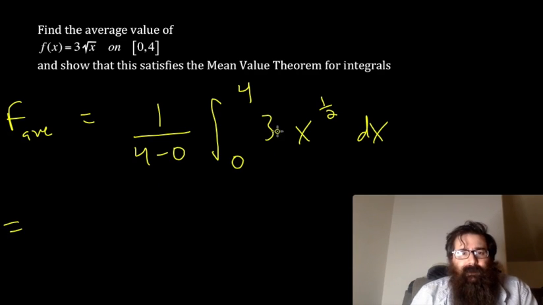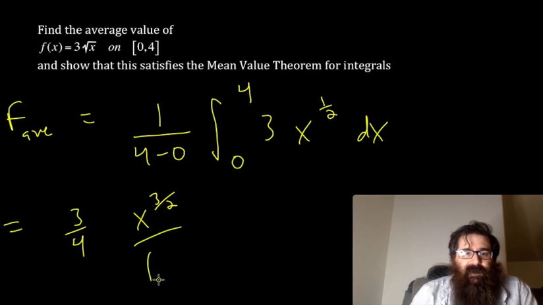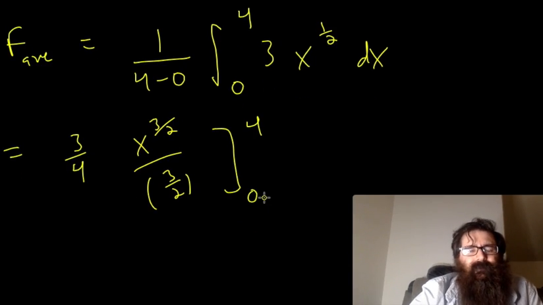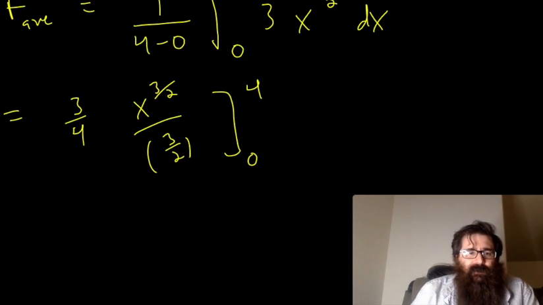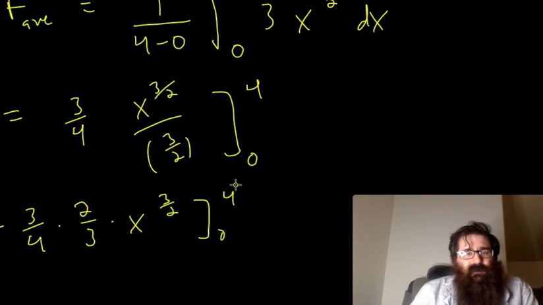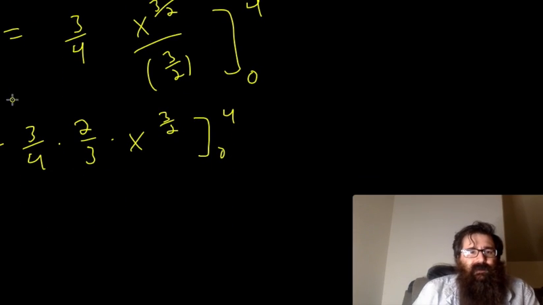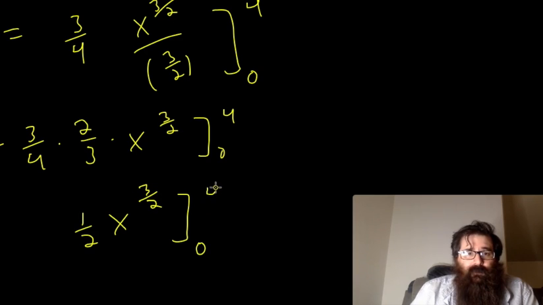And I can go ahead and clean this up. I can bring the 3 out. 4 minus 0 is 4, so 3 over 4. And then if I want to integrate this as well, integrating x to the 1/2 gives us x to the 3/2 divided by 3/2. And this is from 0 to 4. I don't want to divide by a fraction. Instead, I want to multiply by the reciprocal. So we have 3/4 times 2/3 times x to the 3/2 from 0 to 4. And if I clean this up, the 3's are going to cancel. 2 divided by 4 reduces to 1/2 x to the 3/2 from 0 to 4.